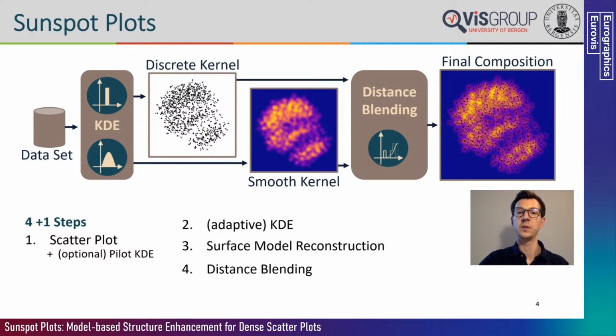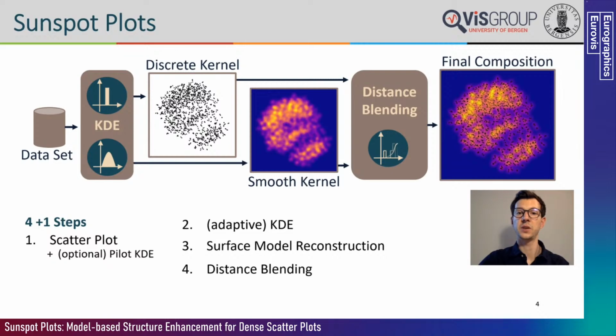The first step is rendering the dataset as a classical scatterplot with regular opacity regulation using a discrete kernel. The next optional step is a pilot kernel density estimation, which is only required if the user prefers an adaptive kernel density estimation, where the kernel size is small if the region is dense and the kernel size is large if the region is sparse.